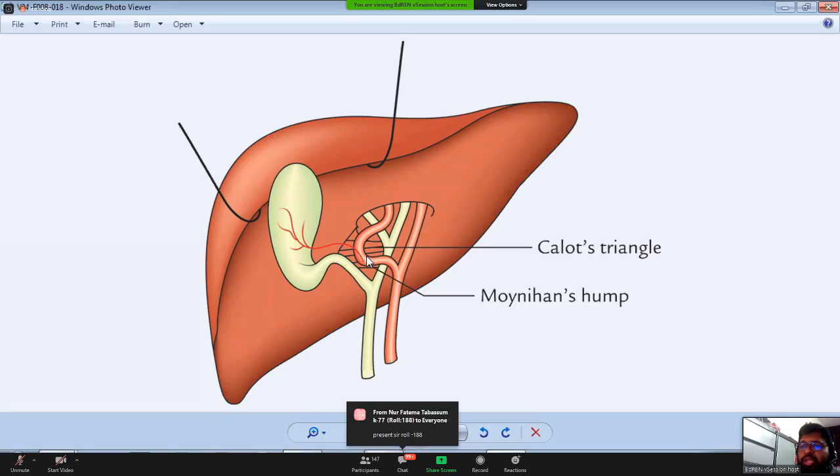Autonomic fibers always take the help of the somatic nerves to reach their destination or to carry the sensation of the viscera.